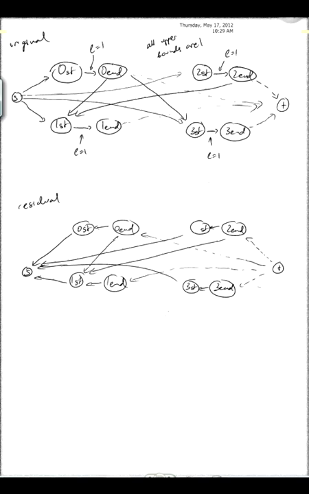And then we also have this one from 0 end to 3 start. So this is our residual graph. So now we have to do the capacity reduction to maintain the lower bounds.